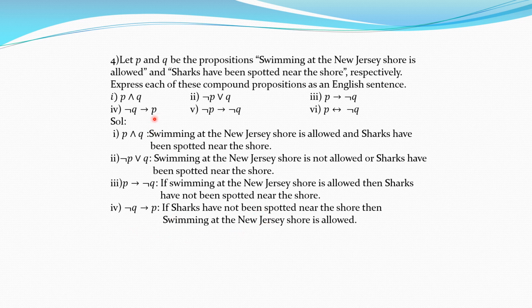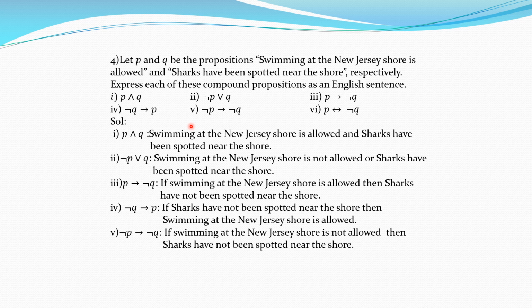Now, the fifth one is negation P, implication, negation Q. So, this is if negation P, then negation Q. So, for negation P, it is not P implies not Q. If swimming at the New Jersey shore is not allowed, then sharks have not been spotted near the shore. And last is P bi-implication negation Q.